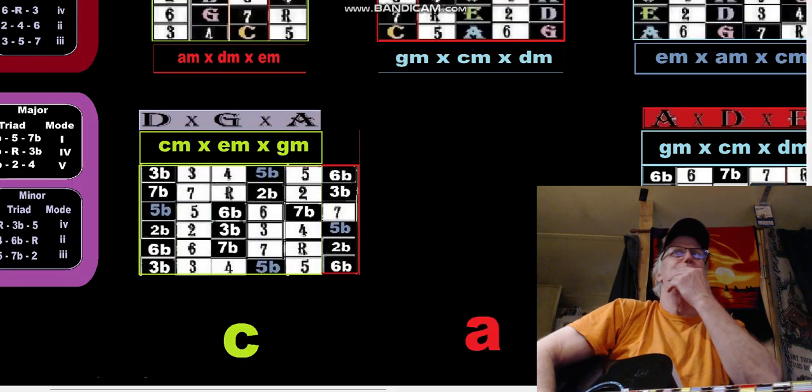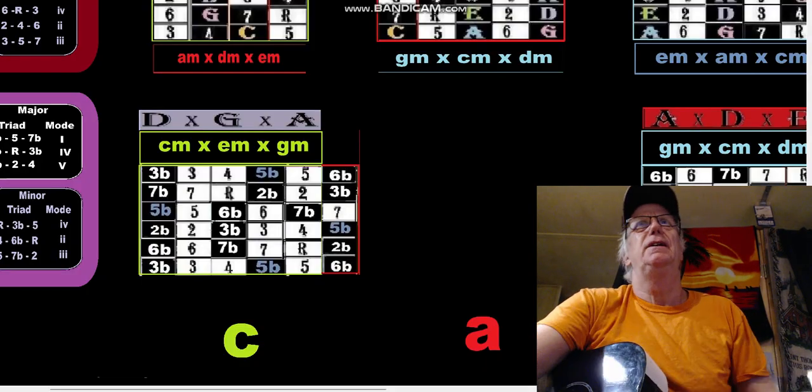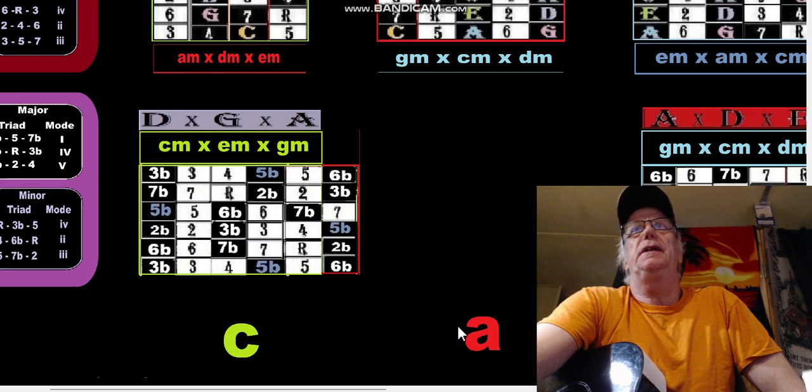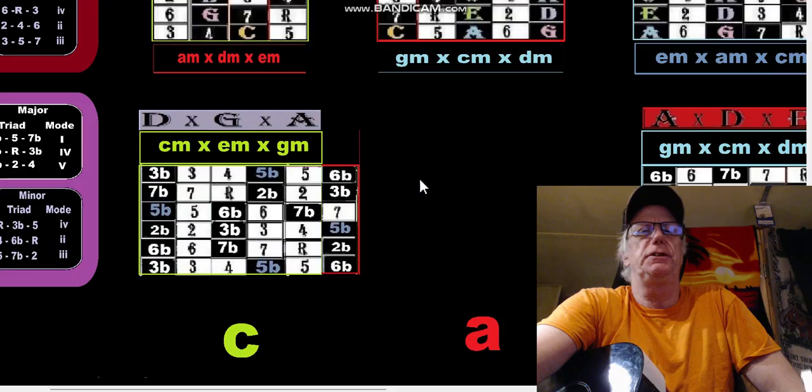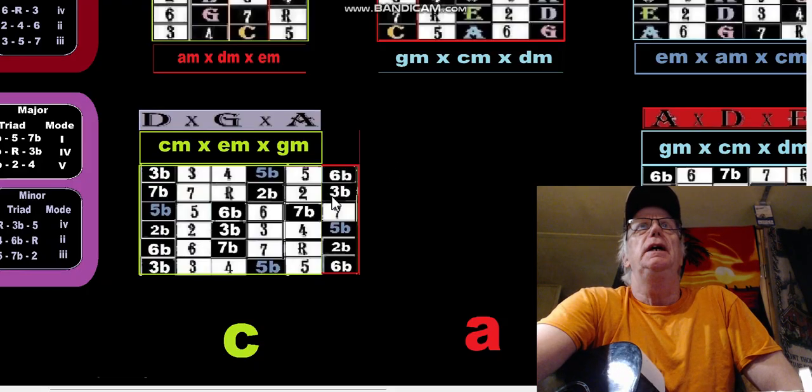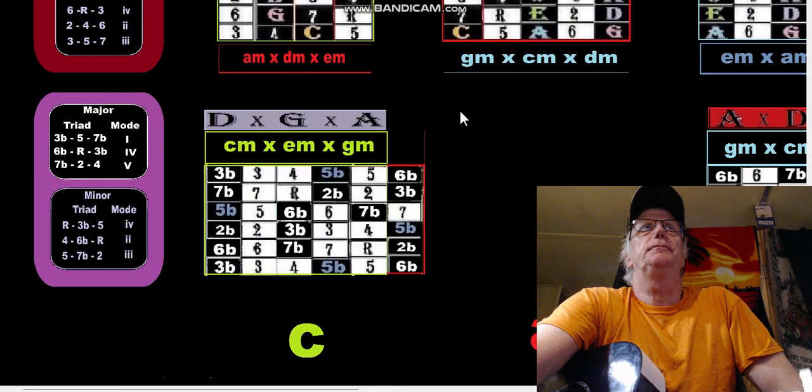Okay, so let's just focus on this. I took the A shape away because we don't want to confuse it. It's not a continuous fretboard there. So here would be, let's start with the majors.